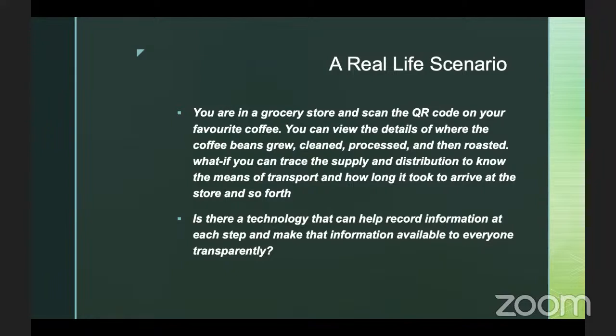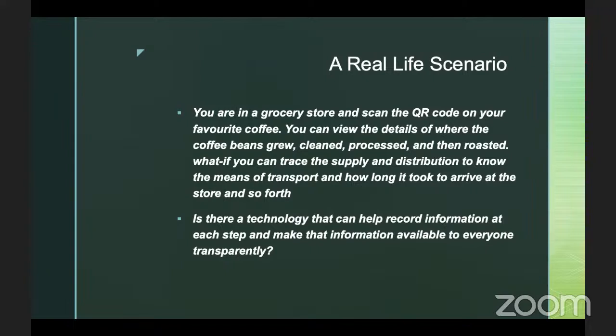Is there any technology that can help record information at each step and make that information available to everyone transparently, as well as secure that information? Is there anything like that? Yes, that is what blockchain technology is. It is not restricted to any one field like cryptocurrency or banking. It's not like that.